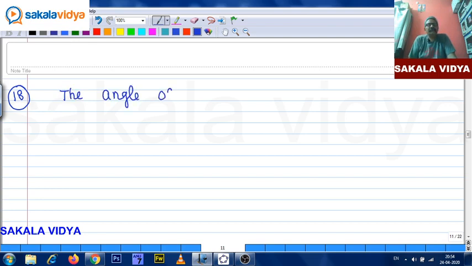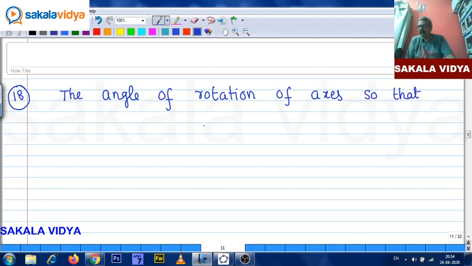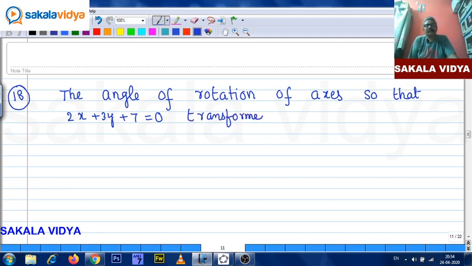The angle of rotation of axis so that 2x plus 3y plus 7 is equal to 0 is transformed as x is equal to k, that means here the y term has been eliminated.